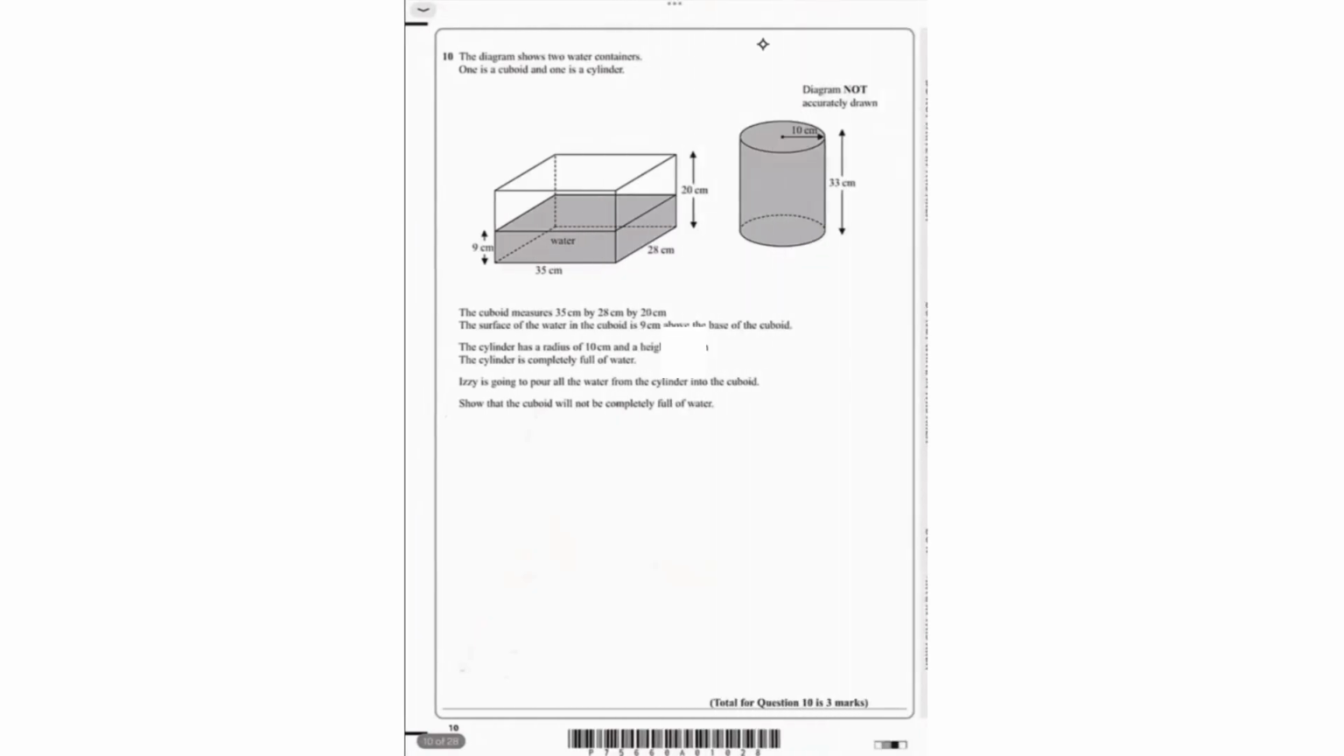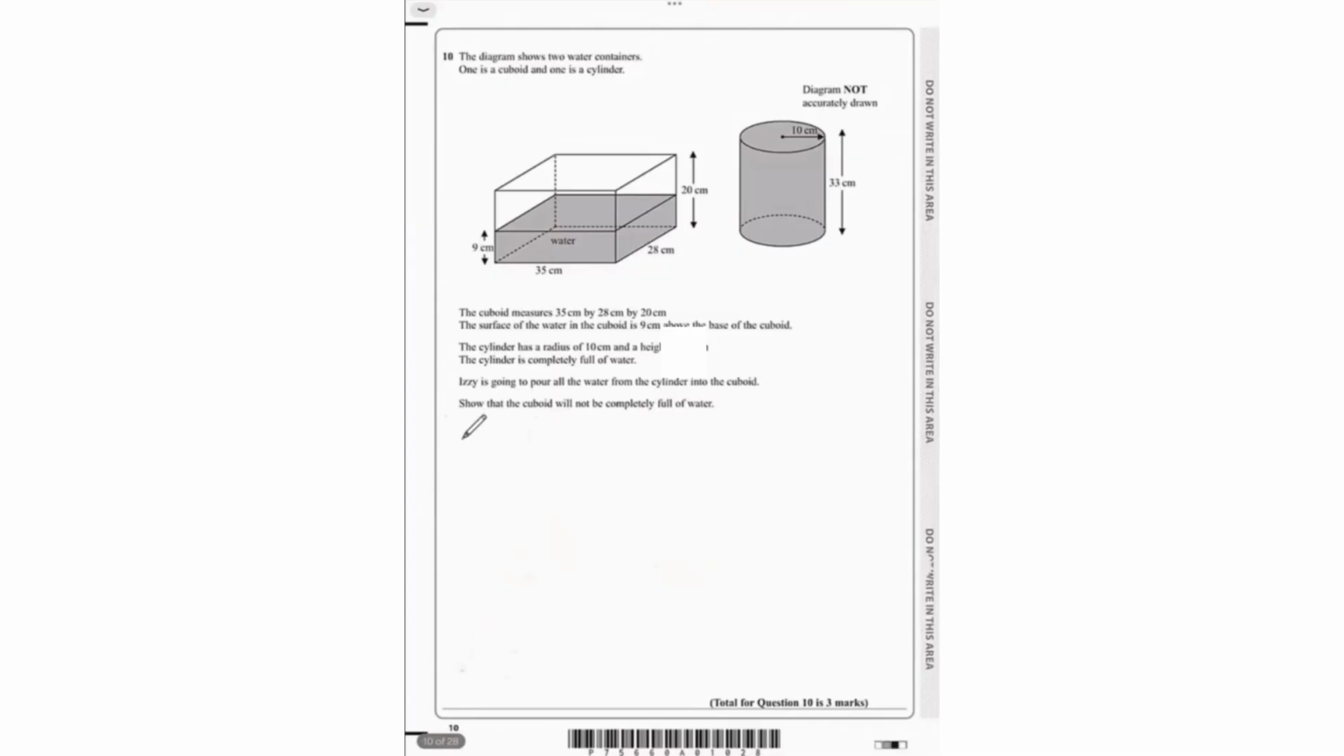Then it says the diagram shows two water containers. One is a cuboid and one is a cylinder. The cuboid measures 35 by 28 by 20 centimeters. The surface of the water in the cuboid is 9 centimeters above the base of the cuboid. So that's the height of the water. The cylinder has a radius of 10 centimeters and height of 33 centimeters. The cylinder is completely full of water. Izzy is going to pour all the water from the cylinder into the cuboid. Show that the cuboid will not be completely full of water.